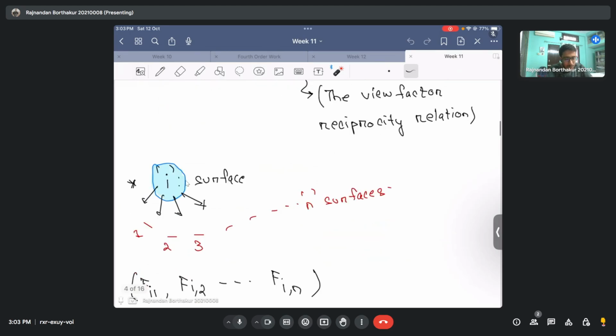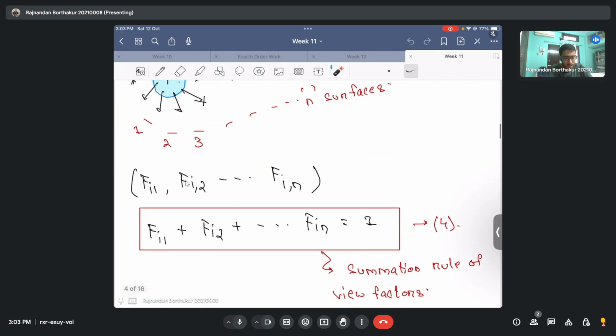Thereafter, we saw one more relation associated with view factors, known as the summation relation, which states that for any ith surface, the sum of all the view factors associated with all the other surfaces should always be equal to unity. That is because these are fractions of energy, so if you add the total fractions, you should always get the total amount of energy. That's the logic behind this summation rule for view factors.